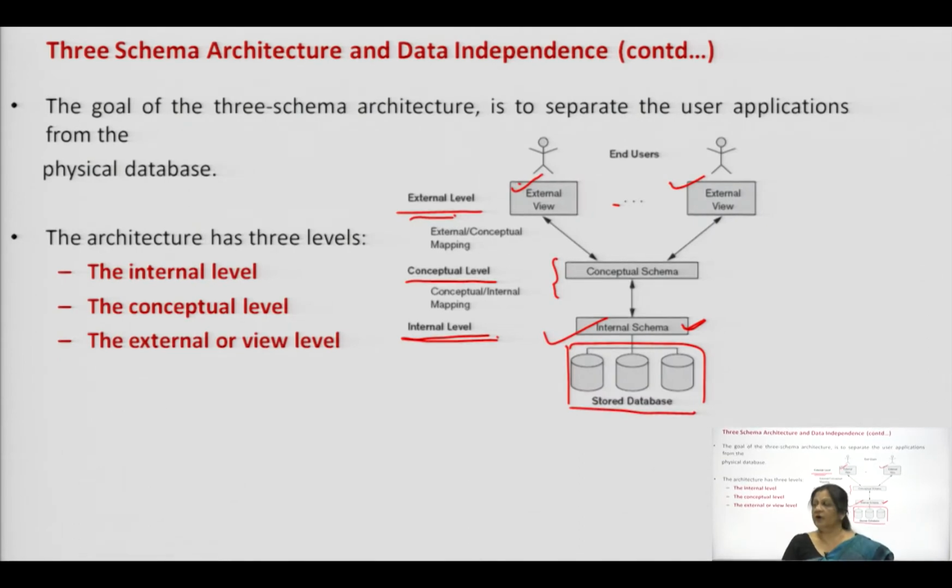Then another important thing in this 3 schema architecture is what we have written over here, the external conceptual mapping and the conceptual internal mapping. Now, what happens in the database is that any query that is generated at the external level by the end user is transformed into a query for the conceptual schema. So, that transformation of the external query to the conceptual schema is accomplished by the external conceptual mapping.